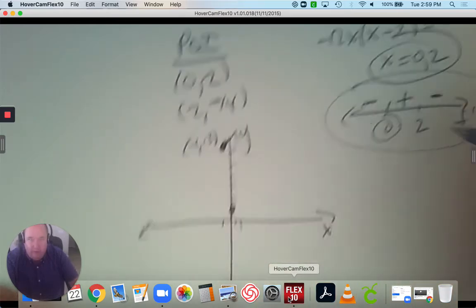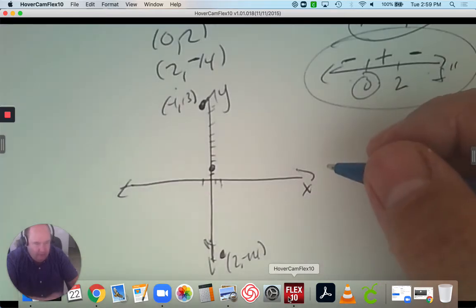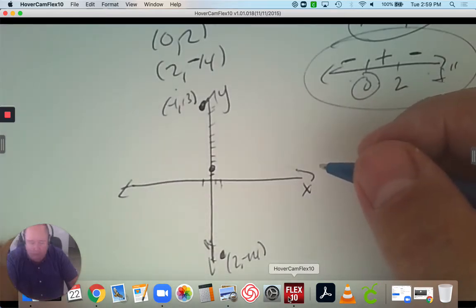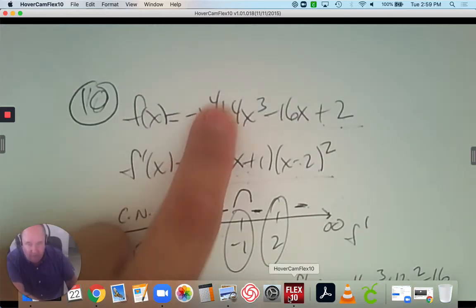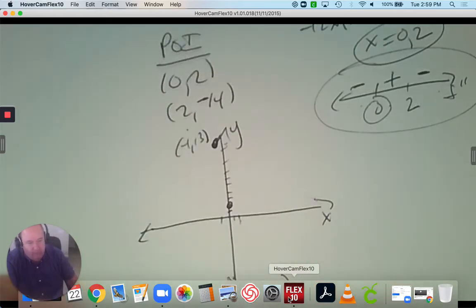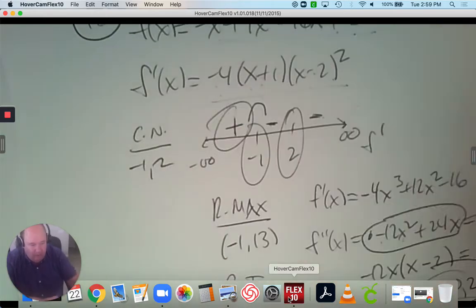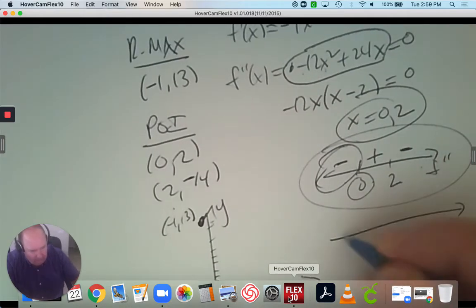So I'm just sketching it. So those are the points I'm going to sketch. Then what am I going to do with that? Well, I also need to know end behavior. So if you look at the end behavior of this, it's negative x to the fourth. Both ends are going down. So this function is going to increase with a frown. So increase with a frown. Let's put them right beside each other so you can see it.